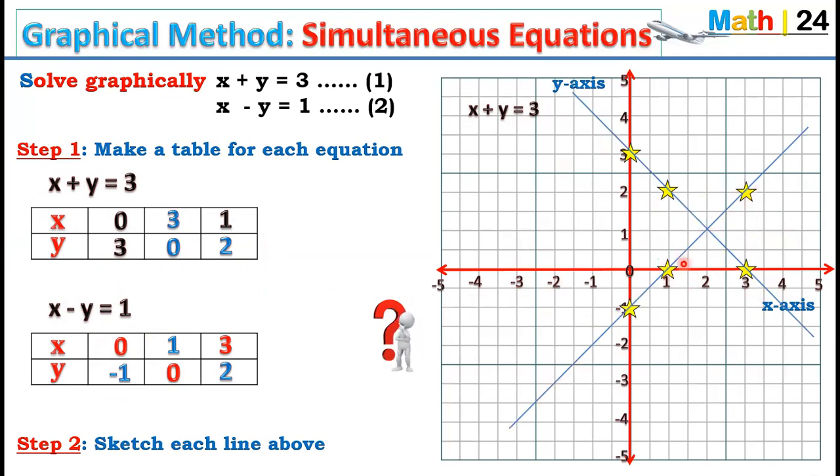Now the point where these 2 lines meet gives us the coordinates of the solution, okay? The x and y values which we are looking for. So this second line is the line x minus y equals 1. So this is the point of intersection when x is equal to 2 and y is equal to which number? 1. So the solution of this is x equals 2, y equals 1. You can see that it is very interesting, it's very easy.